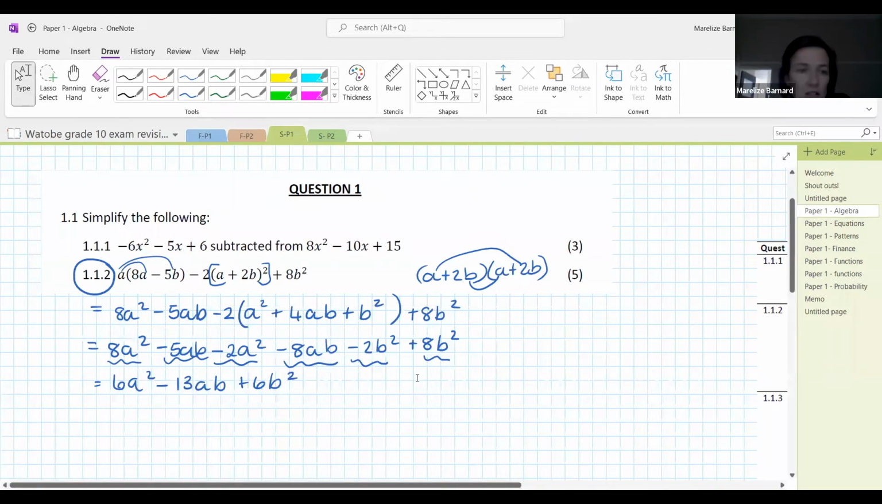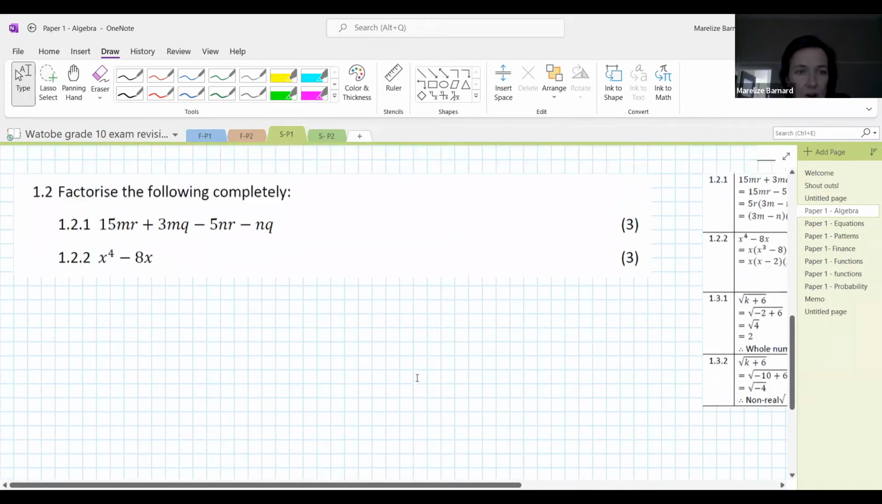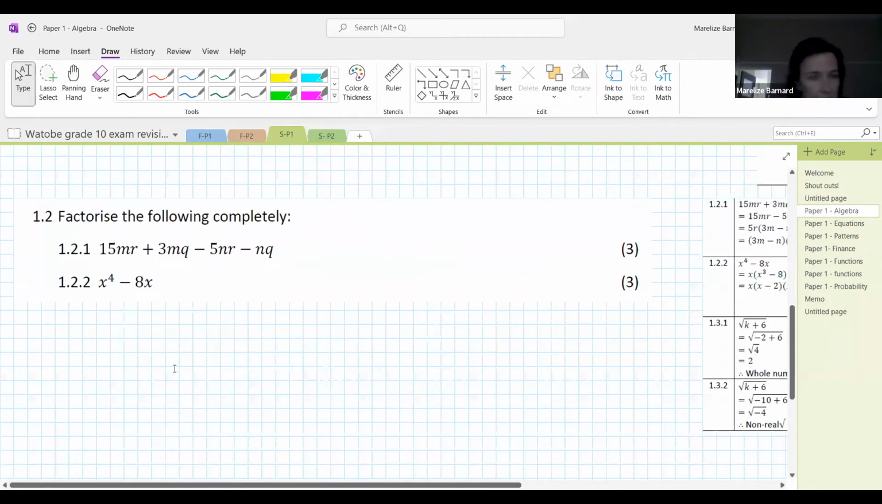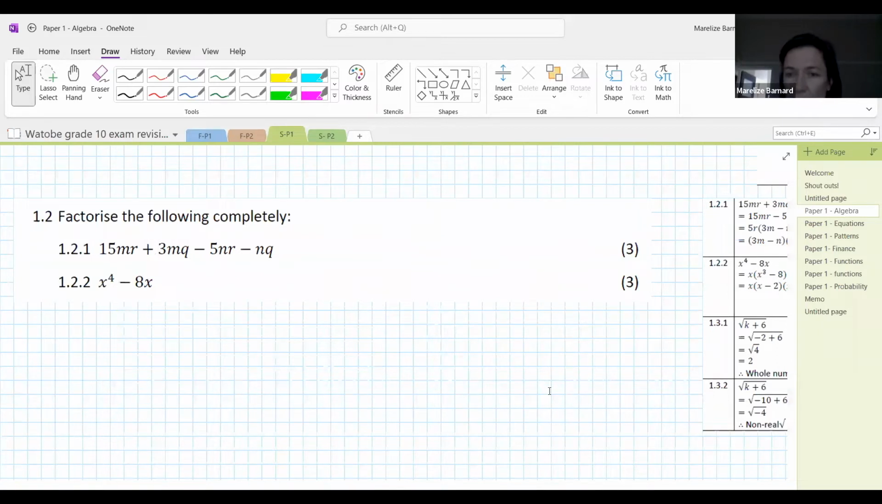Okay, good. Let's carry on to factorization. Right, so what are we going to do for the first one? Can anyone tell me which kind of factorization this is? Is it common factor? Is it a quadratic? Is it something else? Put it in the chat if you know. Especially those of you who have written exams already. I'm sure you must know by now. It's grouping. Nice, Sanaku. It's grouping. Okay.